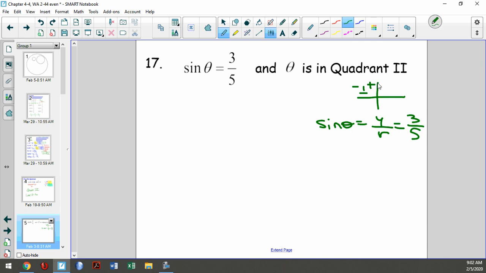What can you conclude from that? I need to find x, y, and r. Y is 3, and r is going to be 5. How in the world do I find x?